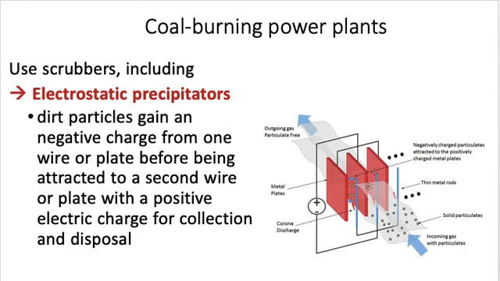Coal burning plants are typically the ones we think of using scrubbers, and sometimes they use something called an electrostatic precipitator. And basically what it does is dirt particles gain a charge. So we give a charge to these particles that are given off from one wire plate. And before being attracted to a second wire plate that has a positive charge, they get stuck in this system, and then we can collect them and dispose of them more appropriately so they're not just exiting in the air. So basically we're giving things charge and then we're capturing them in that charge.